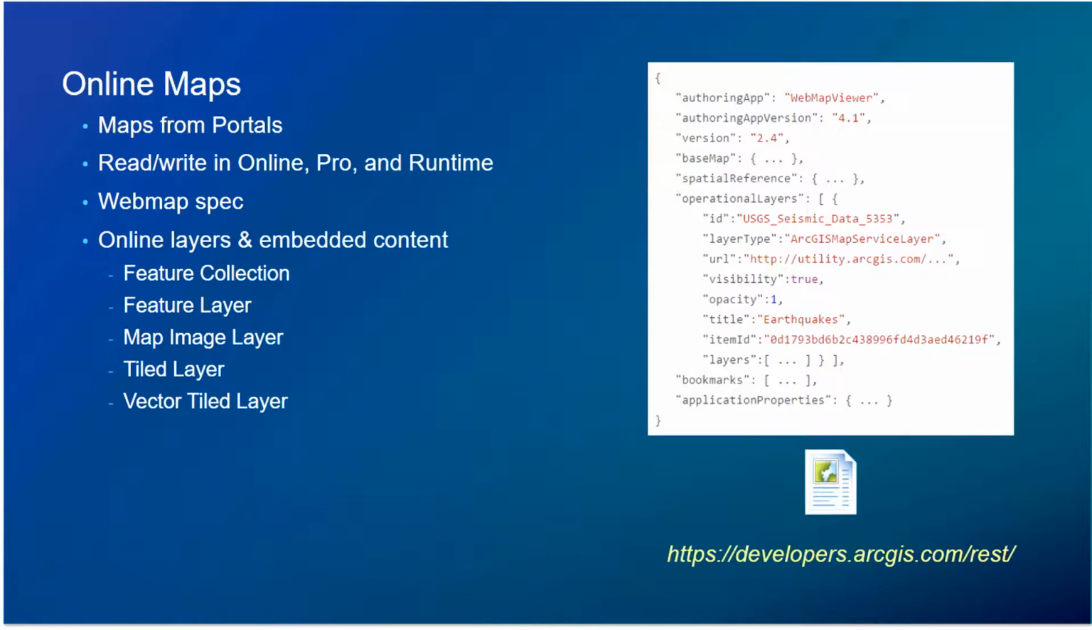Feature layer within the map spec is backed essentially by a feature service hosted by ArcGIS Enterprise or ArcGIS Portal. Map image layer is essentially a map service, the map server endpoint that's published to your ArcGIS Enterprise, or a map image layer within the portal. And that dynamically generates map images on request. So every pan and zoom generates a new map image.